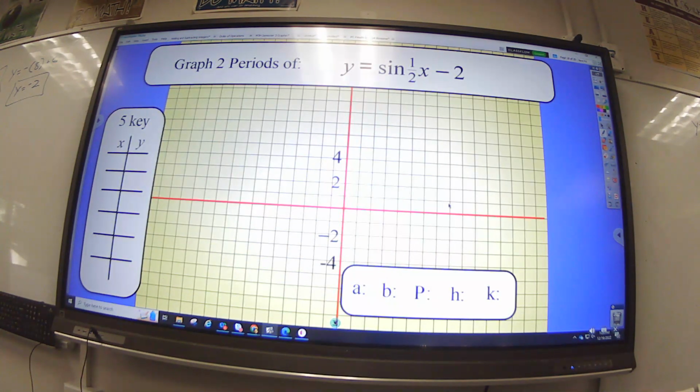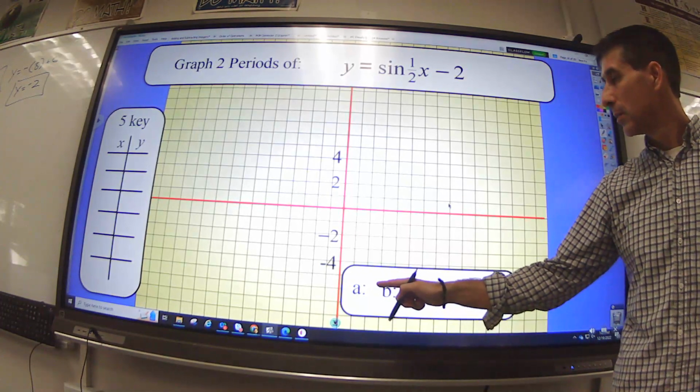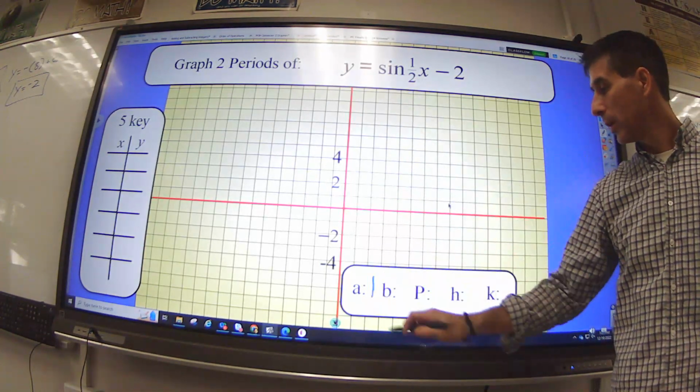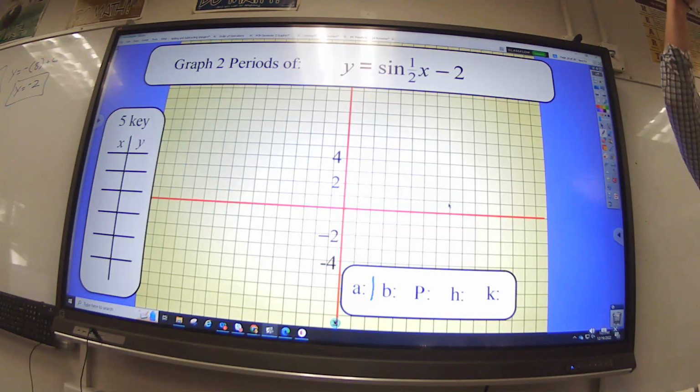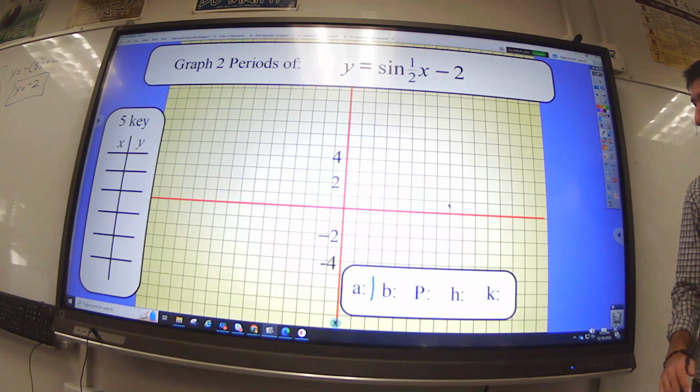Graph 2 periods of sine. Did you guys get set up for this one? What's my A? 1. You guys remember that? What does that tell me? How far up and down it goes from the midline?